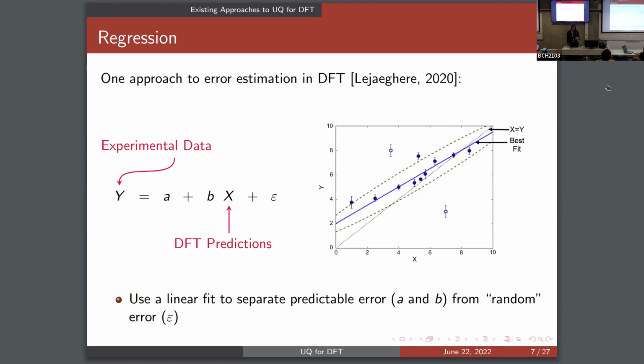There has been some work previously towards uncertainty quantification for density functional theory. I'll summarize only a few examples, but one approach would be to use regression to relate DFT predictions to experimental data. In this case, I'm summarizing a method that uses linear regression to fit the predictions to the experimental data, and fit them with weighted least squares, though in principle there are other choices. And the main idea is to separate predictable error from error that could be modeled with a random variable.